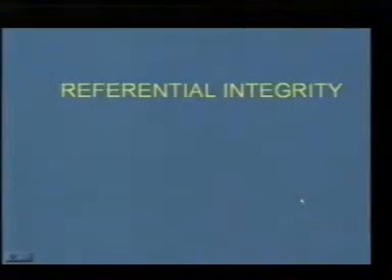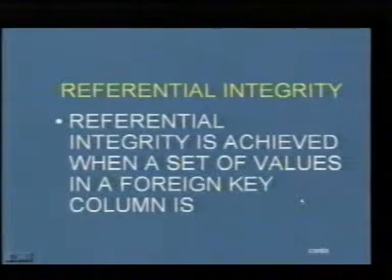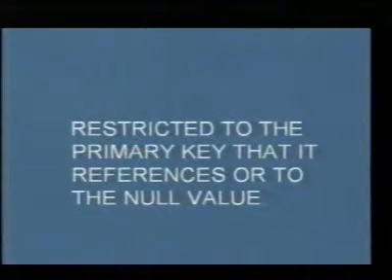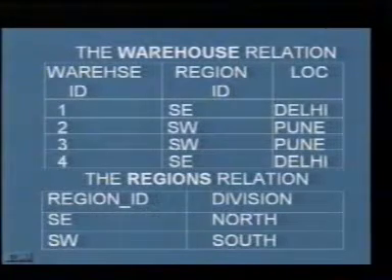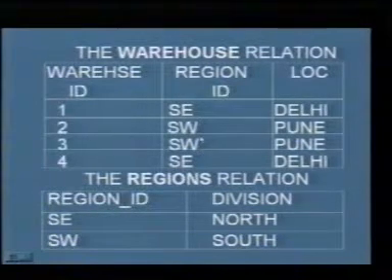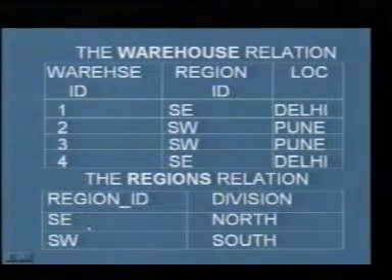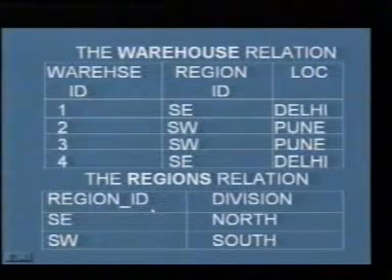What is referential integrity? Let us see. Referential integrity is achieved when a set of values in a foreign key column is restricted to the primary key that it references or to the null value. Let us understand the concept of referential integrity from this example. Here we can see in the warehouse relation, the region ID is the foreign key and it references the region ID, which is the candidate key of the region relation.